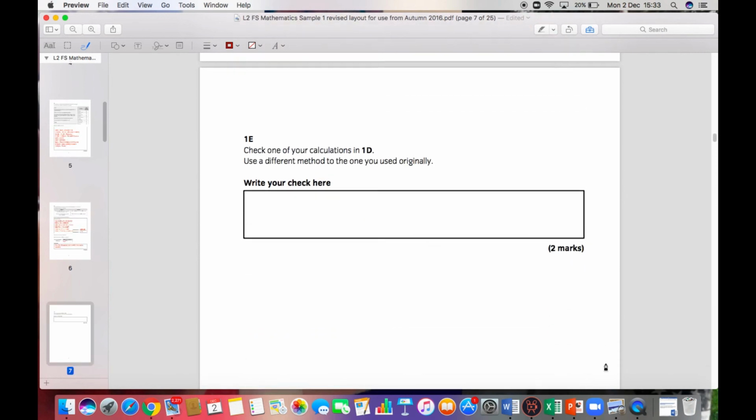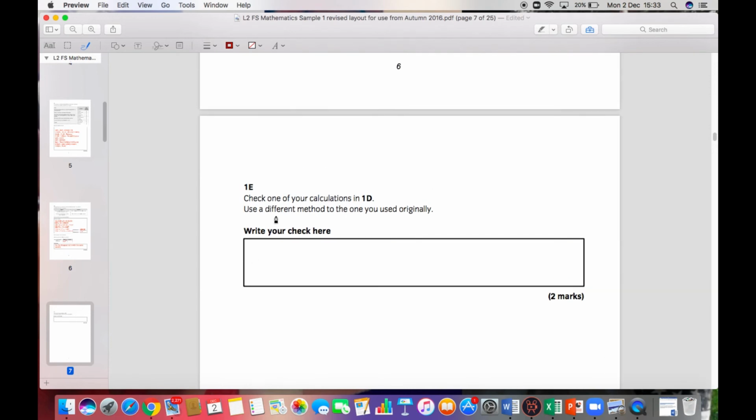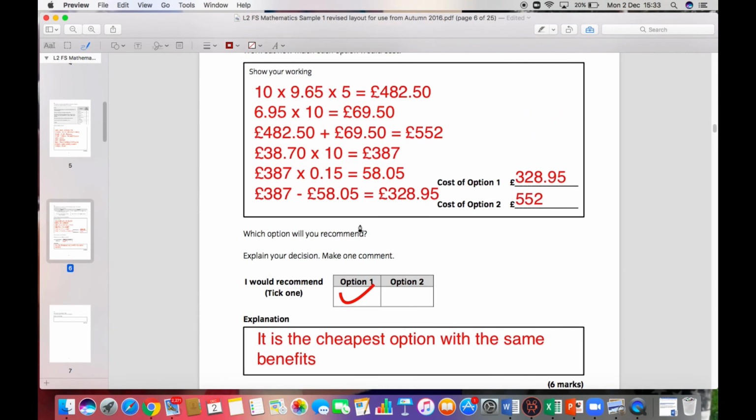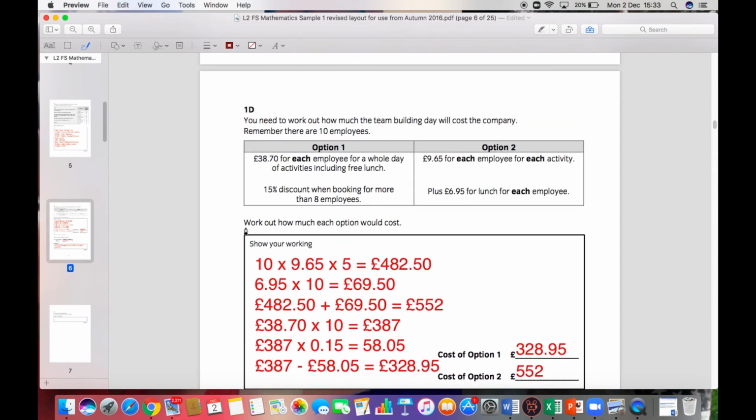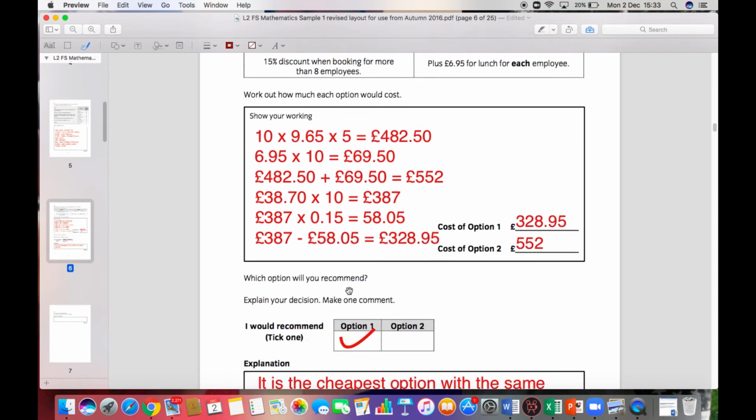We'll move on to 1E. I think that's it. Oh no, we've got F as well. So now 1E, and everybody struggles on these questions. 1E: check one of your calculations to 1D and use a different method to the one you used originally. Now here is 1D. The calculation that I'm going to check is this one, because I can work this out in a different way.